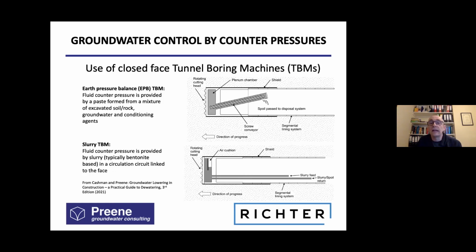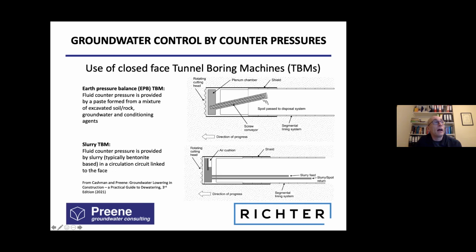So since the later part of the last century, the main fluid counterpressure method has been so-called closed-face tunnel boring machines. And this is where you have the tunnel being driven and you have the shield, and then we construct a strong pressure bulkhead in the front of the shield. And this means we can cause a fluid to be created in front of the pressure bulkhead behind the rotating cutting head, and we can manipulate the pressure of this fluid to support the ground and keep the groundwater out.